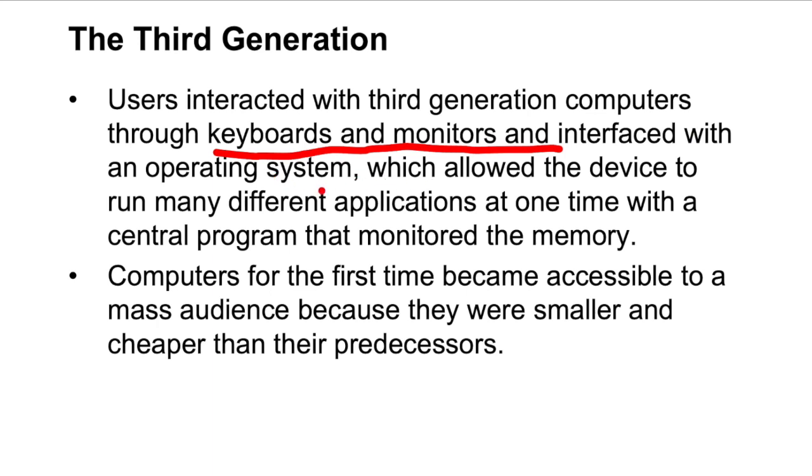And the operating systems are also there, because we have the monitors here, which allow the device to run many different applications at the same time. So there is also more computing power, as we have seen that they can compute in a billionth of a second. And computers for the first time became accessible to the mass audience because they were smaller and cheaper than their predecessors. So you can say that these were almost the first computers that everyone could buy, or they were relatively cheaper for everyone to buy.